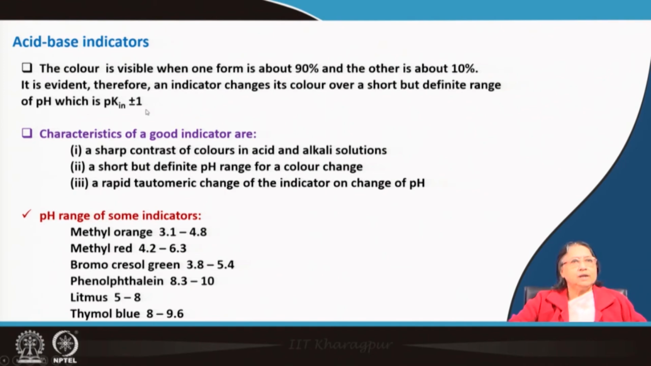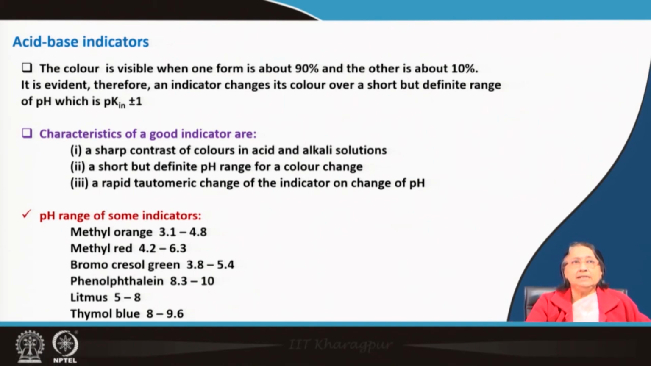Okay. That means the choice of indicator, for any type of titration, is very important. There are so many different kinds of indicator. You are the person to choose the indicator for a particular titration. Each indicator, there are so many indicators: methyl orange, methyl red, bromocresol green, phenolphthalein, litmus, thymol, these are very common. Other than this, there are many other indicators.